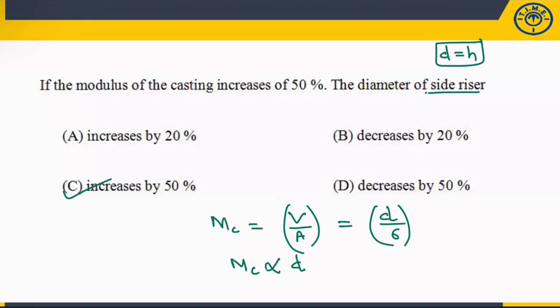Yes, you can use this relation also, Naveen. Modulus of riser is 1.2. This 1.2 is a constant, no? So modulus of riser is proportional to modulus of casting. If you are increasing this by 50%, the modulus of riser, you already know D by 6, so it will also increase by 50%. What will be the answer? This one only, no? The question is how much percentage it will increase. It is not asking what factor it will increase. Clear?